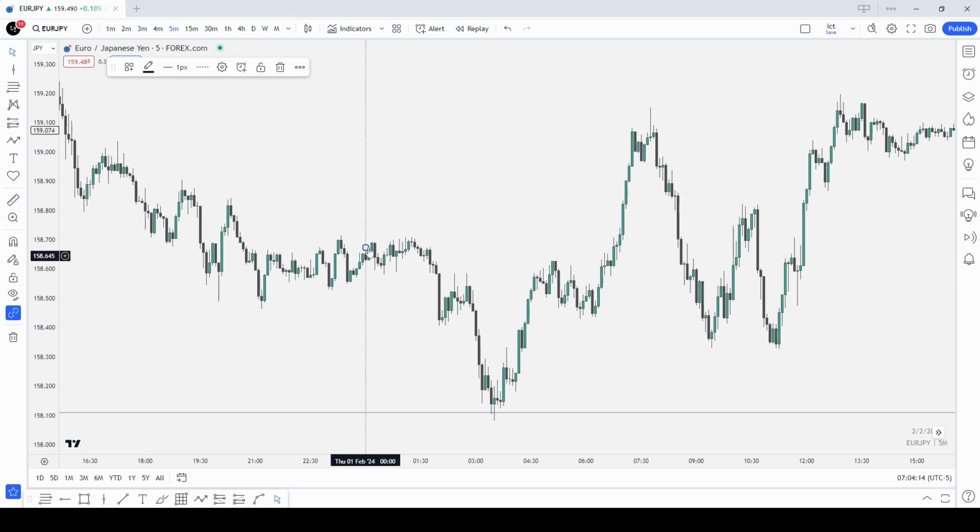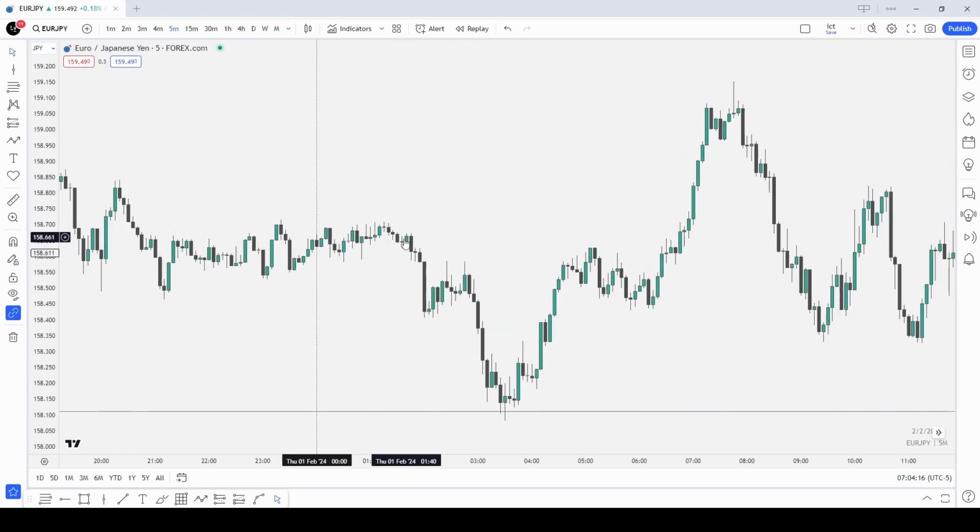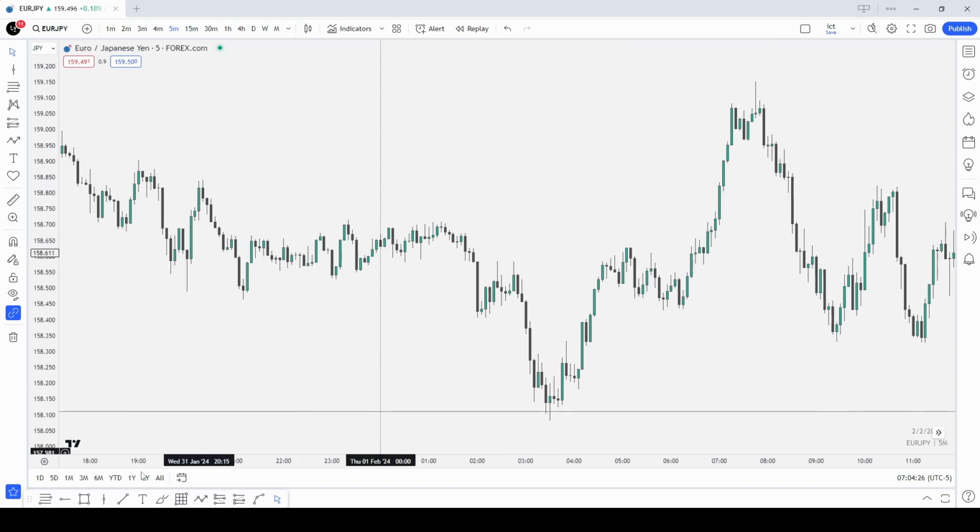So we take our vertical line and mark out New York midnight open. Remember, overbought and oversold. If we are overbought, we want to be selling above, and if we are oversold, we want to be buying below.